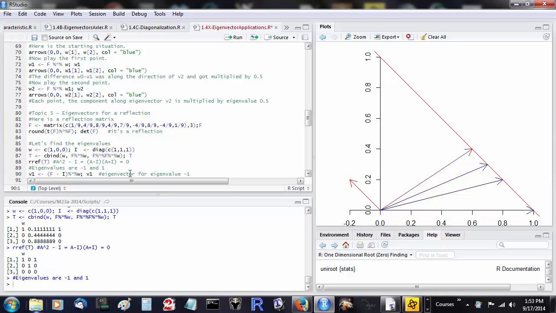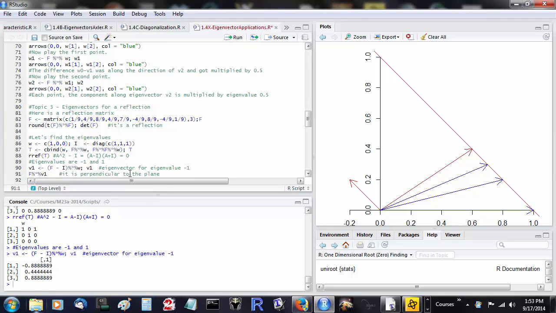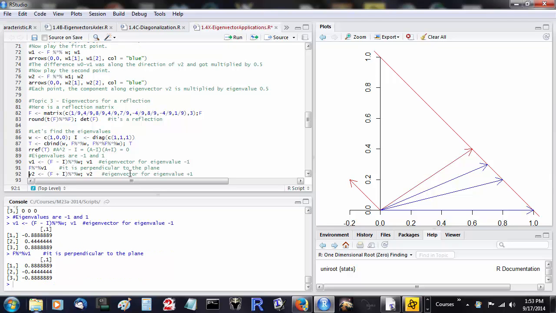If I use eigenvalue +1 in forming F minus 1 times I, I will get the eigenvector for eigenvalue -1. There it is. I'll call it v1. And when I apply F to it, its sign changes. This is a vector perpendicular to the plane. So eigenvalue and eigenvector analysis has revealed to us what the plane of reflection is for this particular matrix.